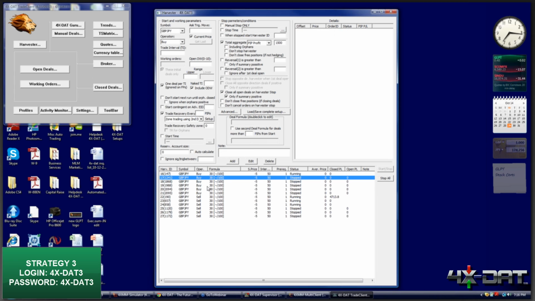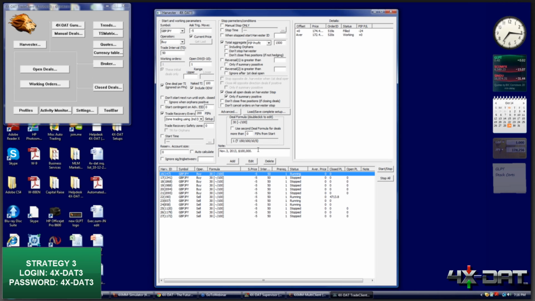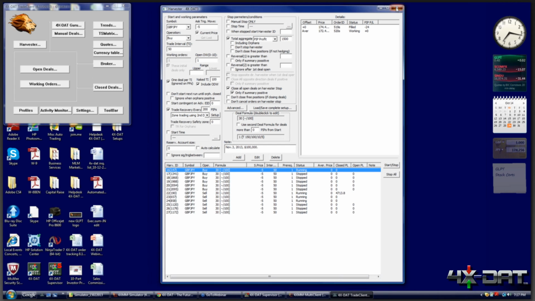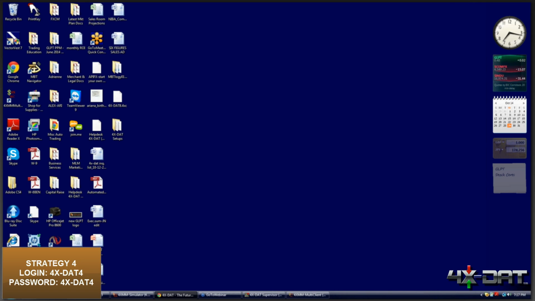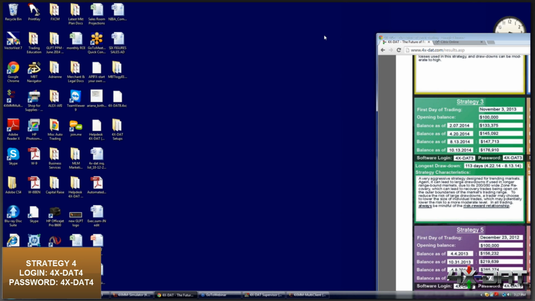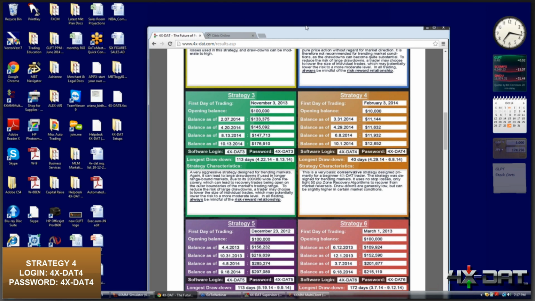So a relatively moderate risk strategy, we make it a little more aggressive by trading a bigger position. So let's jump into the next one. We've got strategy number 4.